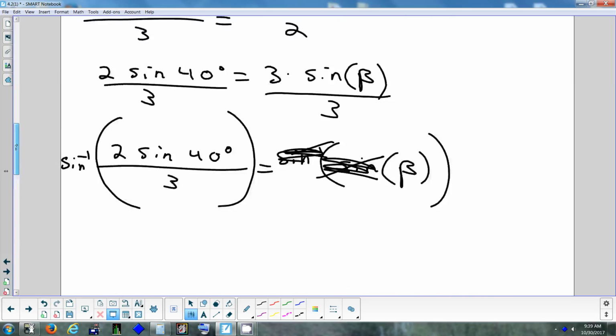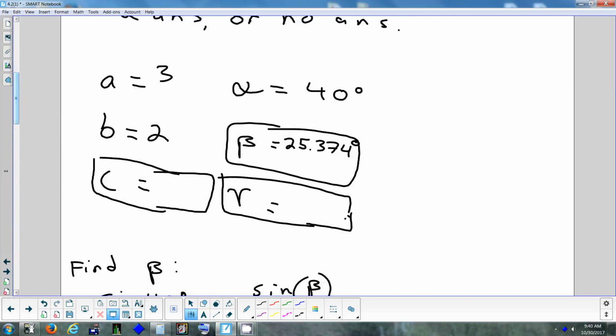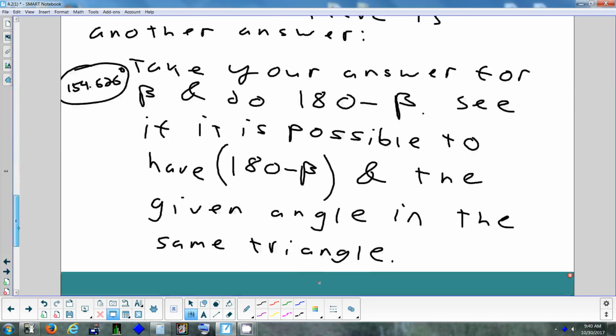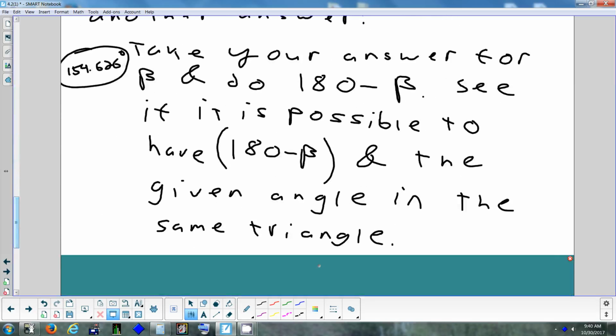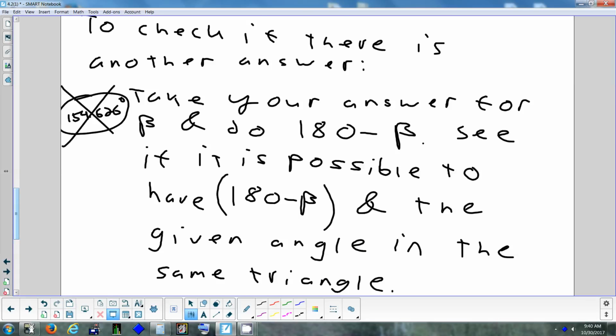So let's go back up. What was the angle that I was given in that problem? The 40. So I was given a 40-degree angle to start with, so I know that that's correct. Can you fit a 154-degree angle and a 40-degree angle in the same triangle? No. Zach, how come? Because it equals more than 180. Yeah, it equals more than 180, right? It adds up to 194.626. So in this case, it's too big, and we can forget about it.